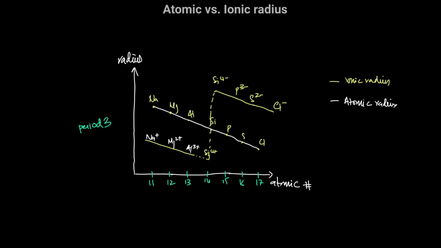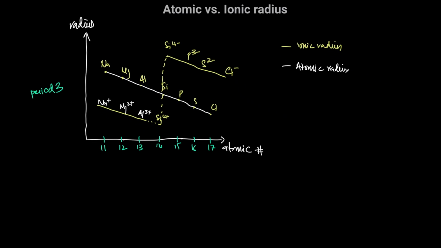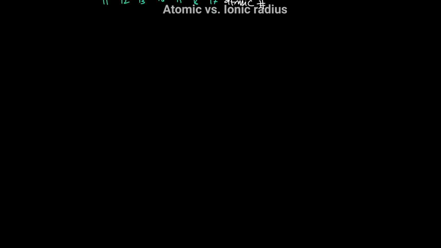And what we can say here is if you look at the cations, for example, we have sodium, magnesium, aluminum. They all have the configuration of neon. Whereas phosphide, sulfide, and chloride, they all have the configuration of argon. So sodium, magnesium, and aluminum are what we call isoelectronic species. Similarly, phosphide, sulfide, and chloride are also known as isoelectronic species.